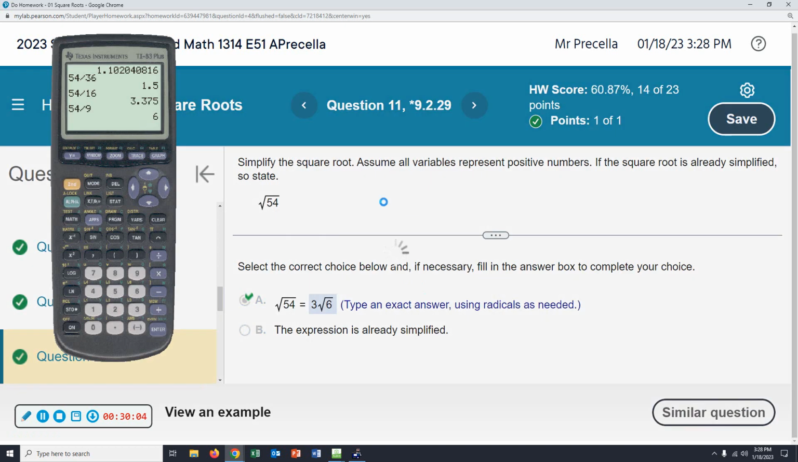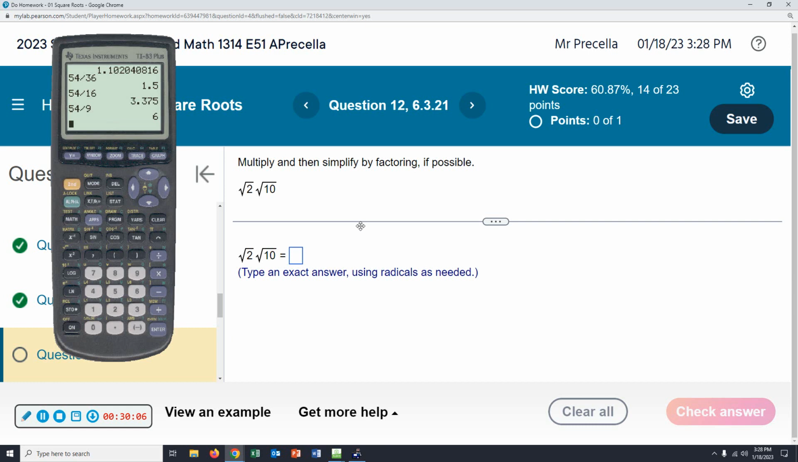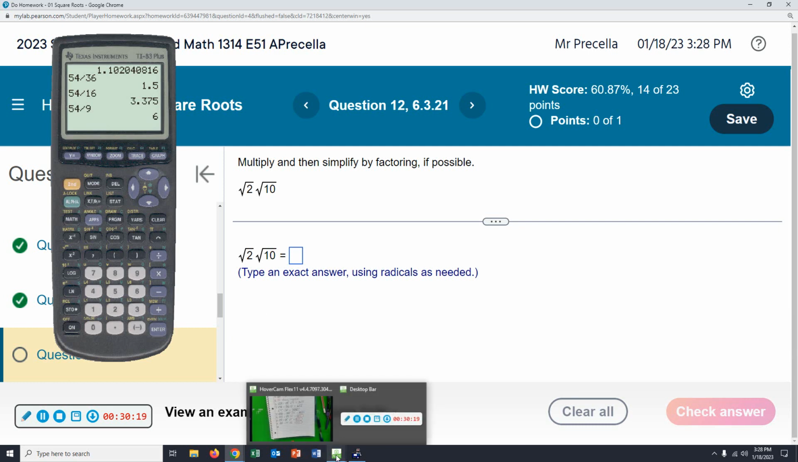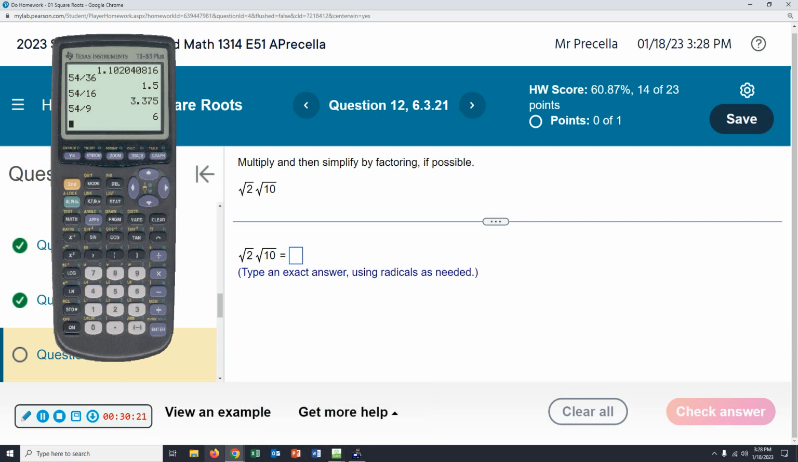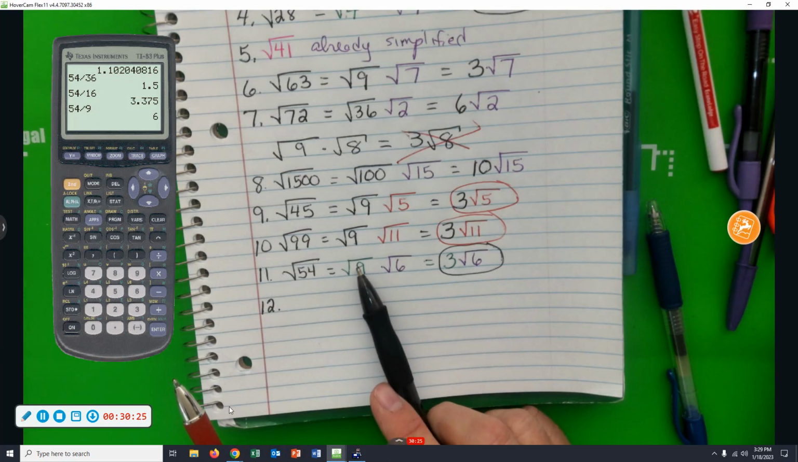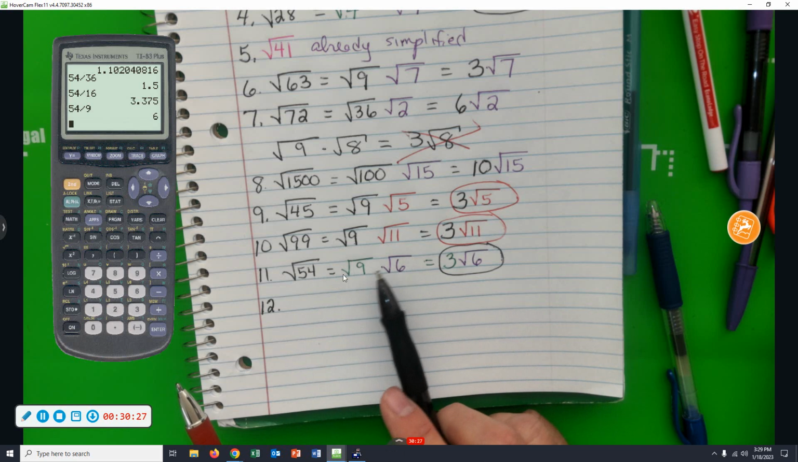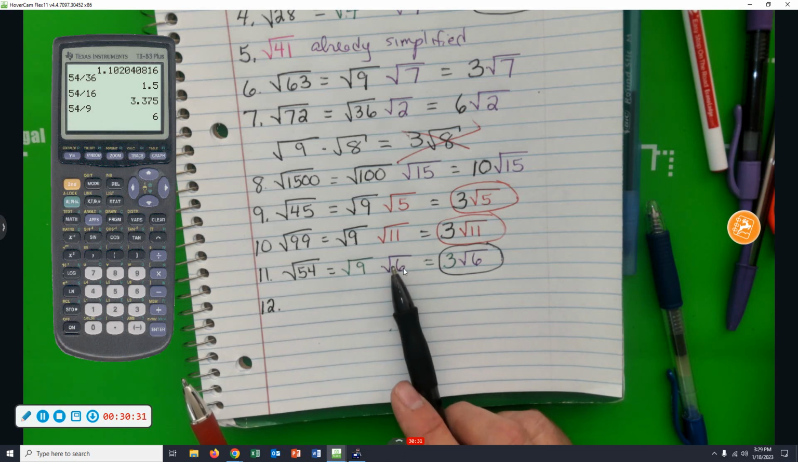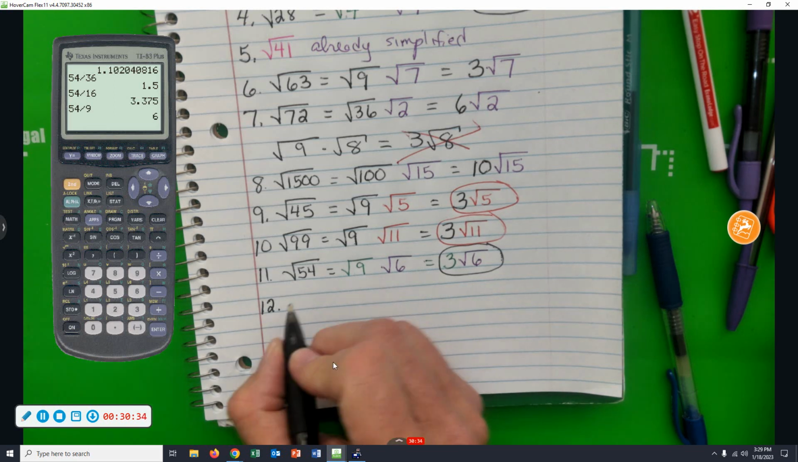Okay. Number 12. Finally, something other than just simplifying. This is a multiplication problem. How do we multiply square roots? Okay. It's just multiply and then simplify by factoring. That's what they're calling what we're doing right here. When you write two things as a product, that means factoring. So that's why the instructions say multiply.